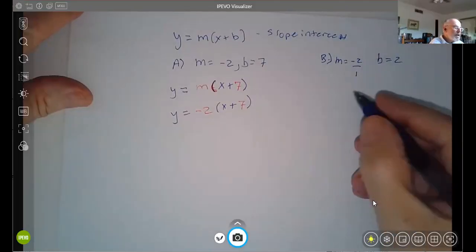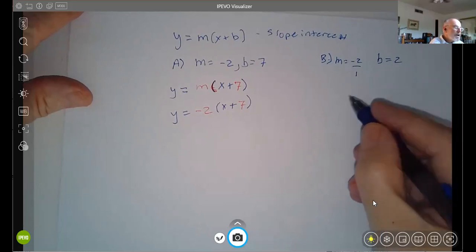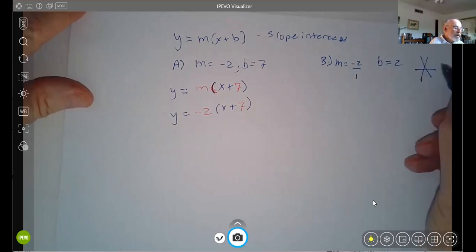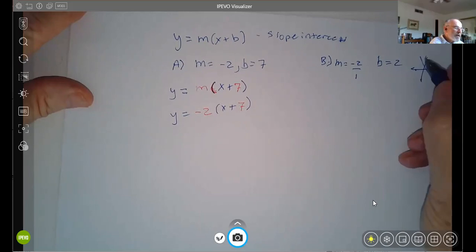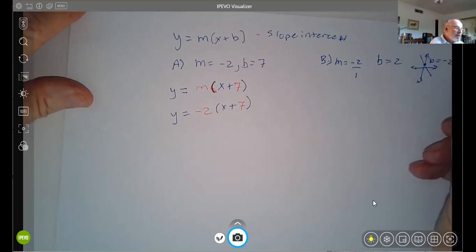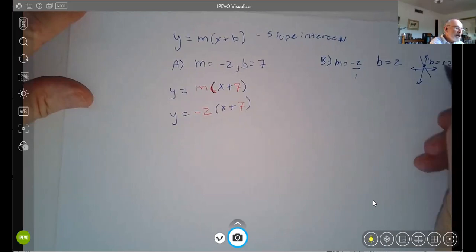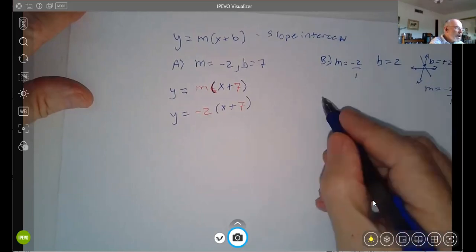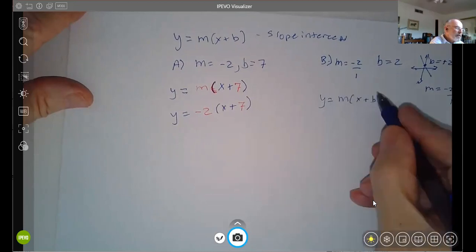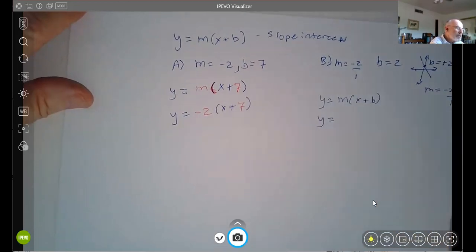And so I've written the results from the graph in B. Remember that it looked like this. I'm sorry, b was +2, and the slope was -2/1. So putting that into our equation, y equals m times x plus b, the slope we said was -2/1.